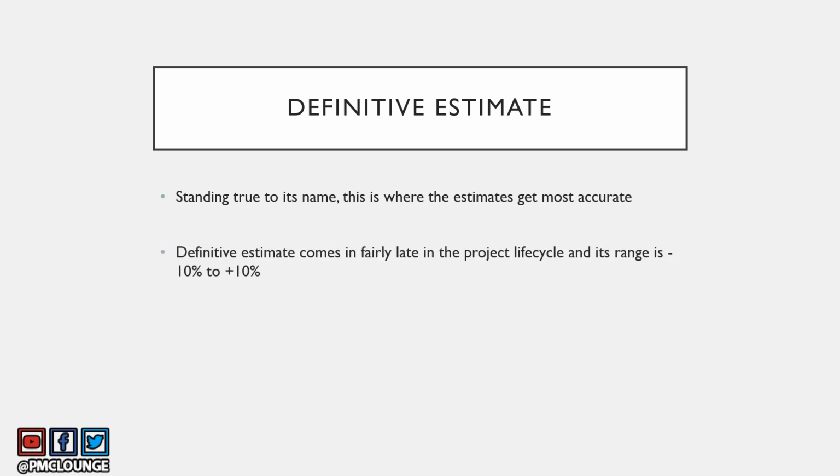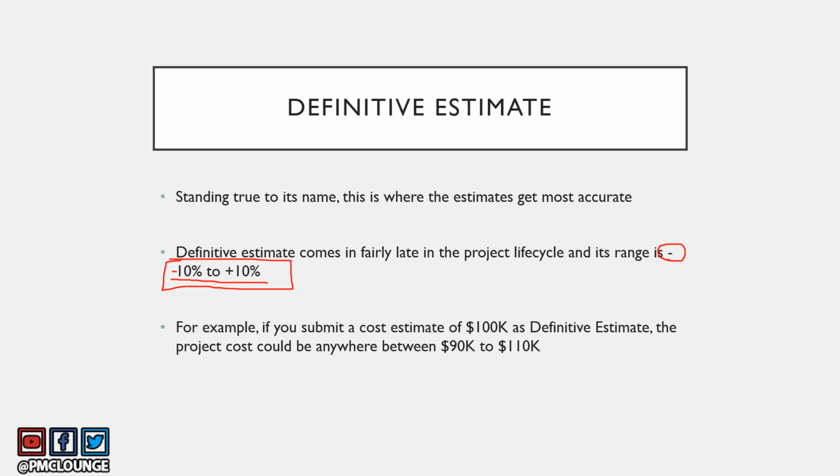So today you have the most amount of project knowledge since the beginning of the project, and this is the point where you can submit a definitive estimate, and the range is minus 10% to plus 10%, a minus here which actually is showing up here. So a minus 10 to plus 10% estimate is what you can submit as your definitive estimate. Continuing our same example, if 100,000 US dollars is your definitive estimate, that means the actual project cost should be around 90,000 to 110,000 US dollars.